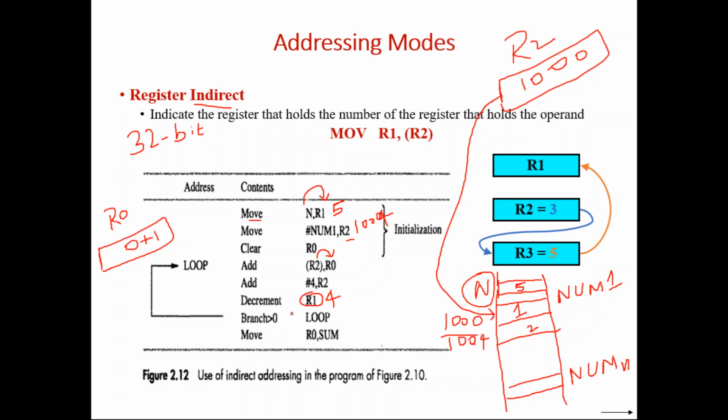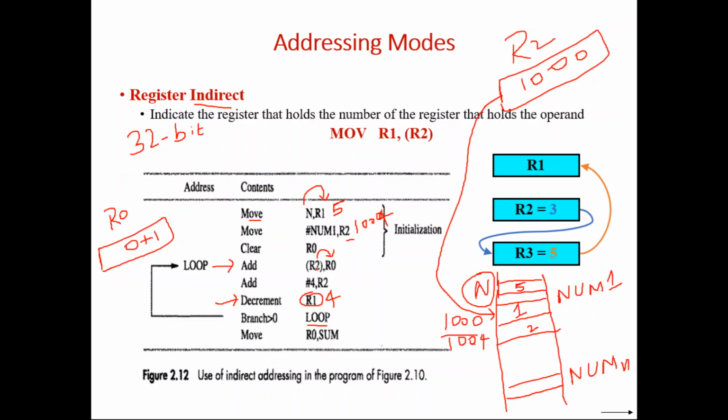That is, you are checking whether the previous arithmetic operation, which is a decrement, results in a value greater than 0. Yes, it's greater than 0. If it is greater than 0, loop. That means go to this instruction. Which instruction? Again add. Again add R2 comma R1.